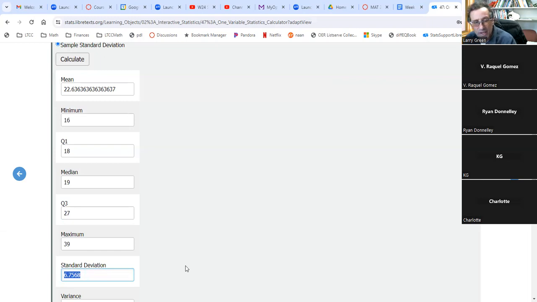Okay, and that's kind of relative to what we're thinking about. I think it's pretty big. It means that most of the students are not all within a year or two of each other. Do you see that?